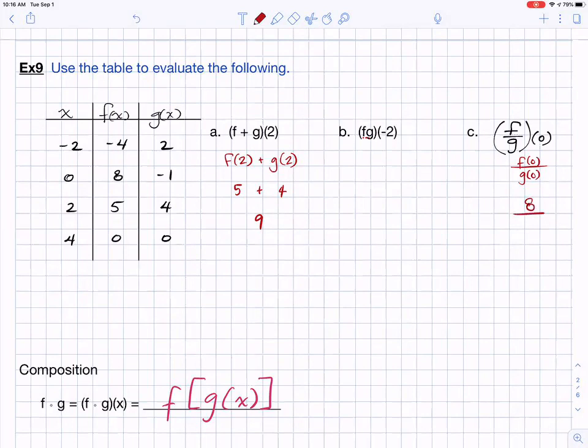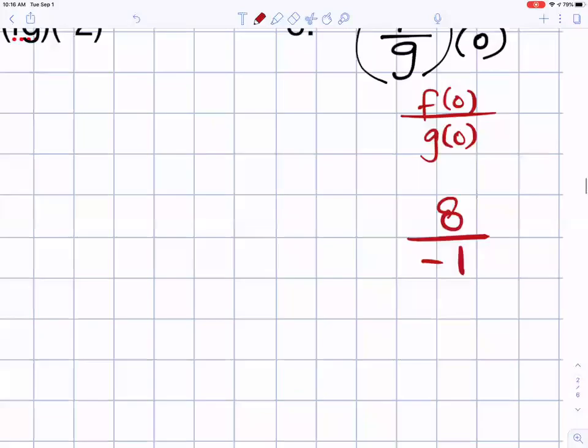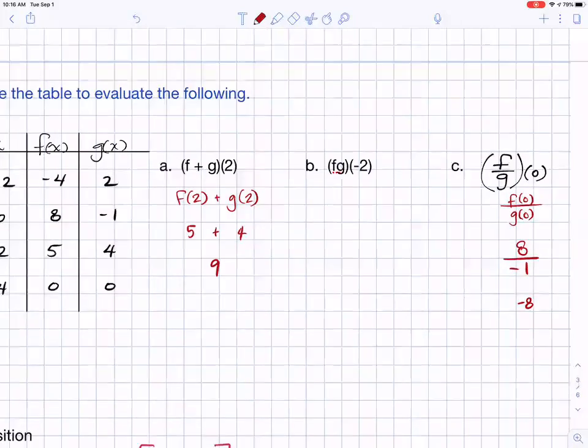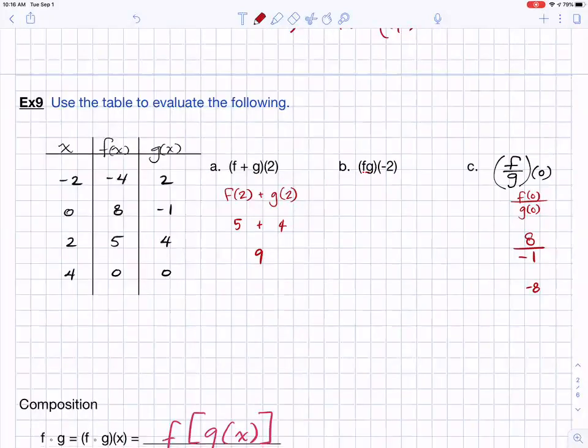What is g of 0? Oh, that is totally legal. I don't need to throw that out. 8 divided by -1 is -8. Yep. It's one of those where students tend to jump the gun and say, oh, can't do that, and move on without actually thinking through it. So take the time to think through it.